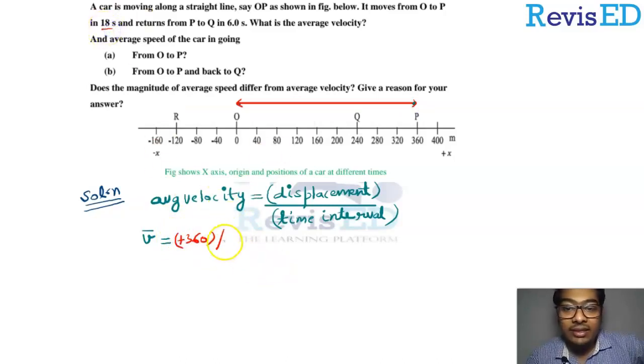Total time is given as 18 seconds, so we'll be writing 18 seconds. So what will we get? Plus 20 meter per second, right? So this will be my average velocity for the first case.